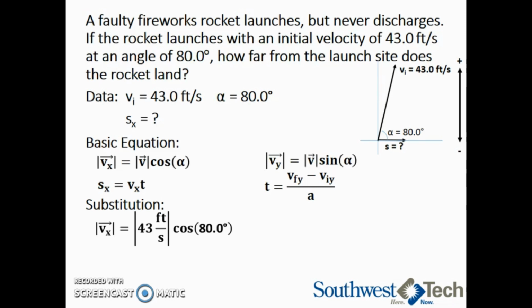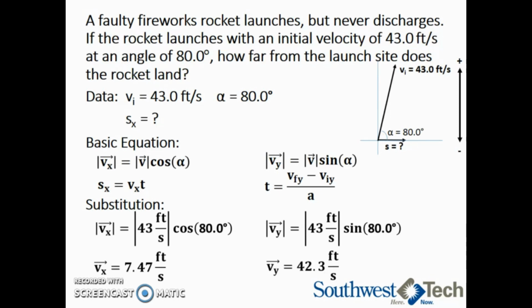First, we are going to substitute to find the x and y components of the initial velocity. V sub x can be found by taking 43 feet per second and multiplying by the cosine of 80 degrees. This gives us 7.47 feet per second for v sub x. V sub y is equal to 43 feet per second multiplied by the sine of 80 degrees. This gives us 42.3 feet per second for an initial velocity in y.